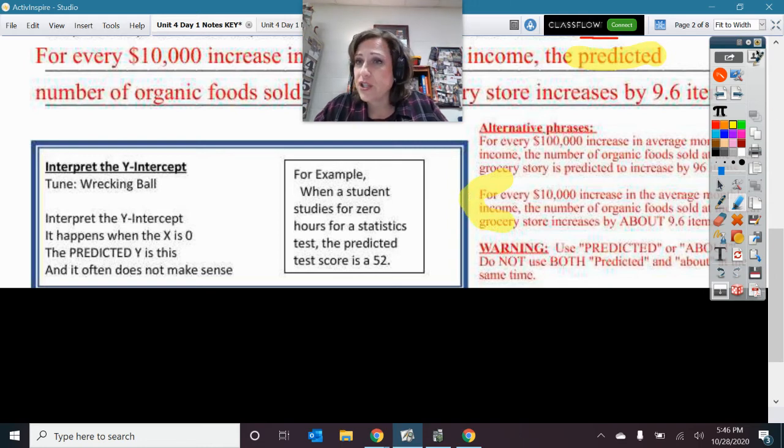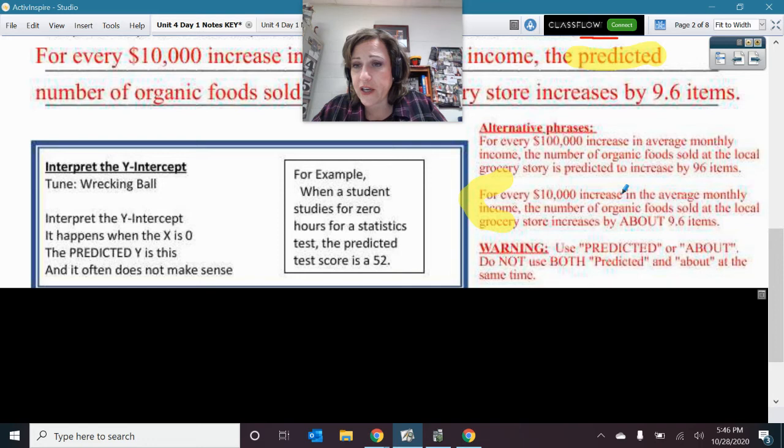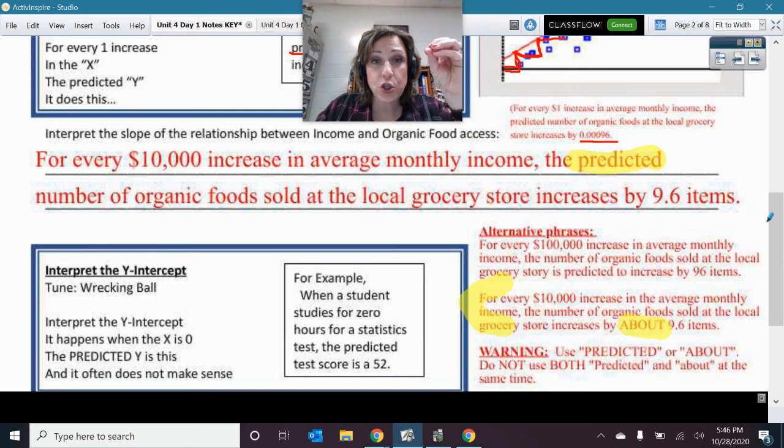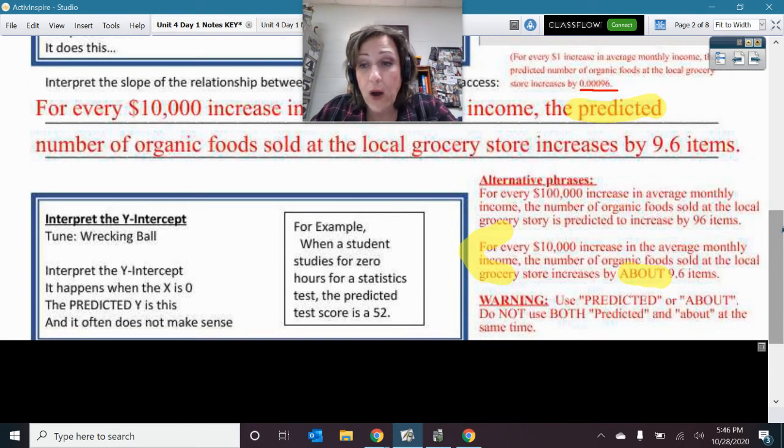For every $10,000 increase in the average monthly income, I'm not going to use the word predicted, but I'm going to say about. The number of organic foods sold at the local grocery store increases about 9.6 items. So you might like that one better. You must use either predicted number of Y things or the actual number of Y things increase about this much.